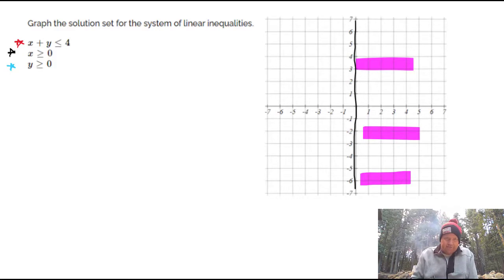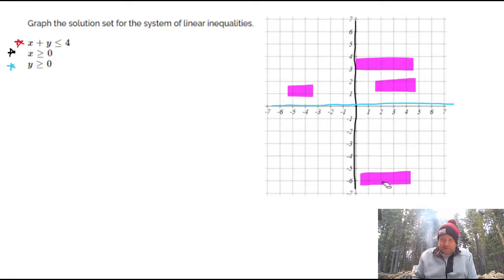I'm going to graph the light blue one. Y is greater than or equal to 0. So y is 0 is right here. It's on the x-axis, and it's just a horizontal line at 0. And this was greater than, so greater than is up here, and that means that I already have a candidate that's gone. I know this isn't it because those aren't above the blue line, and it's not this one either because it's got to be over in this corner. So something else is going on with this third line.